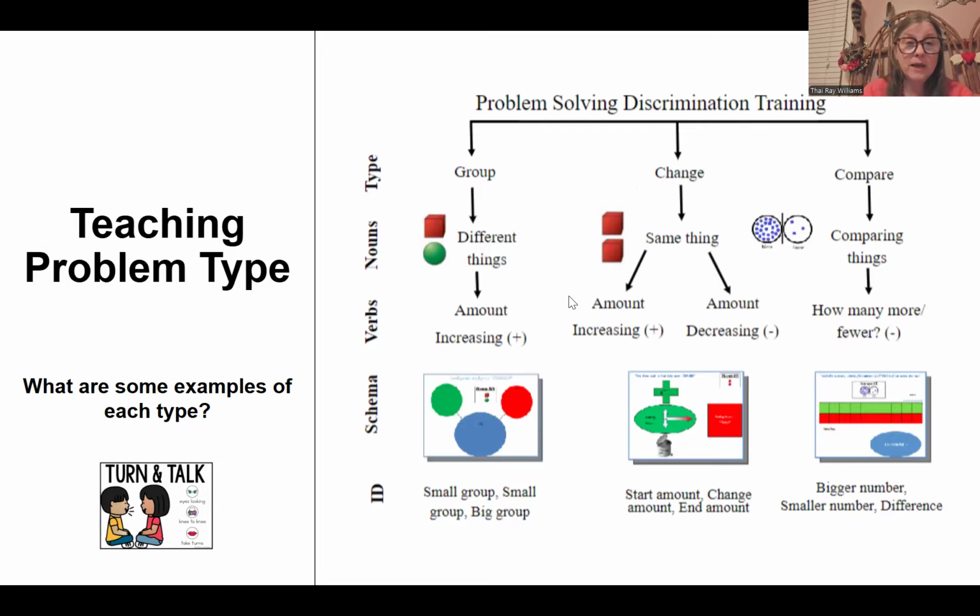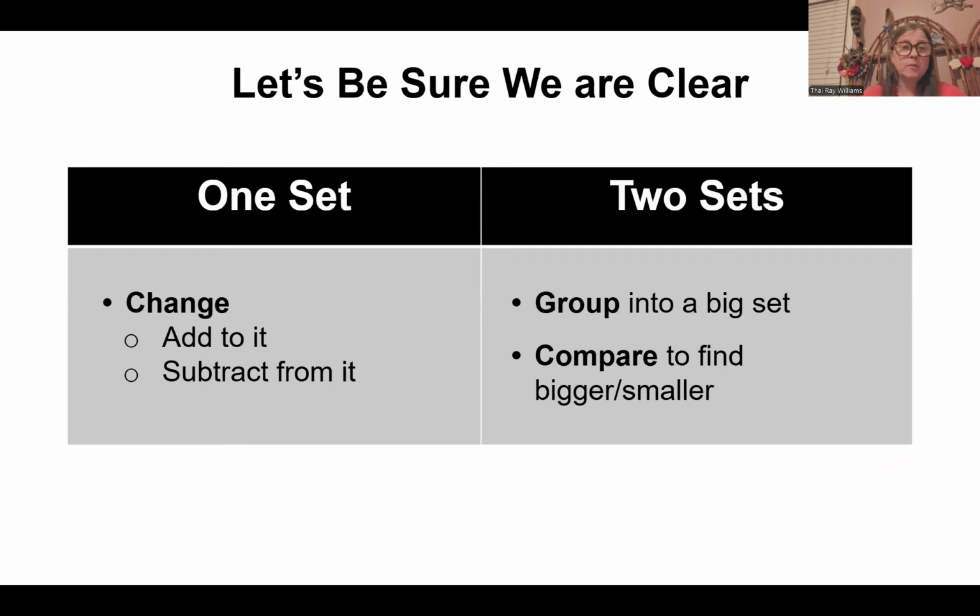All right, welcome back. So let's make sure that we're clear on a couple of things. One thing is that when we're talking about sets and we only have one set, so in the case of the guy that was baking the cookies, all he had was one set of cookies, then we know that we're doing a change problem. We're either going to add to it or take away from it. If there are two sets, then you know you're either going to do a group problem where you group them into a big set, or you're going to compare the two sets to find out which one is bigger or smaller and by how much.